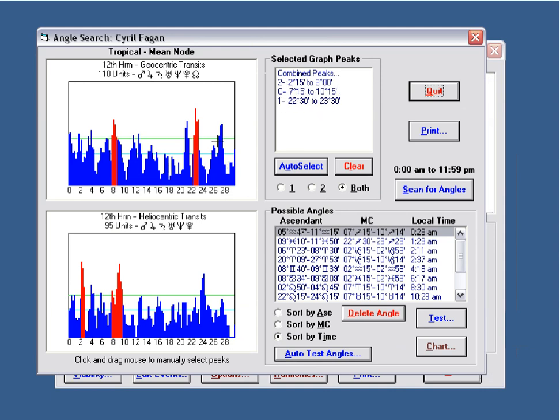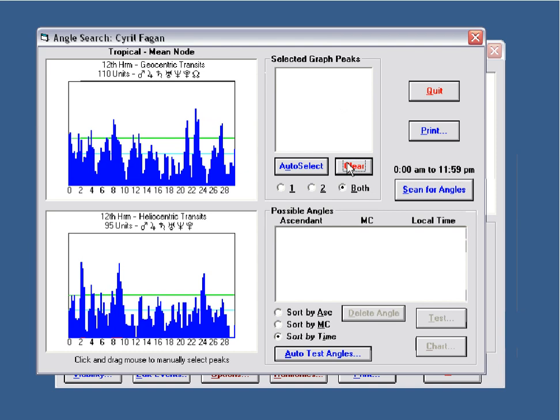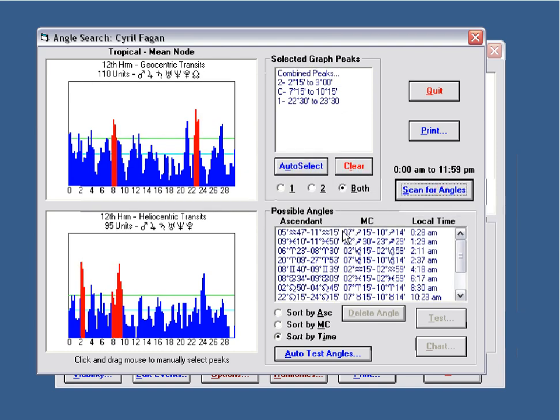I can, as I showed you in the workshop, override this, select other peaks. I want it to include that because I'm suspicious of that. I'm interested in that. I want to include this because I'm suspicious of that. I want to include that on the list. Add them in, scan for angles, get a long list. So I want to do that. I want to see what's going in. Now, we'll clear that and get back to auto select and scan for angles.